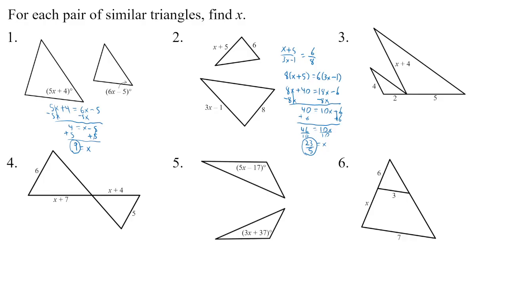Number 3, we have two triangles, one with sides 4 and 2, and the other with x plus 4 and 5. Where they're similar, the sides are proportional. Therefore, 4 over x plus 4 equals 2 over 5.